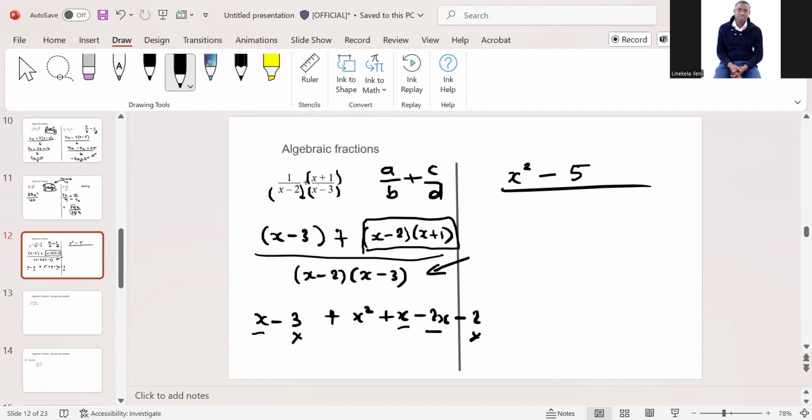Now I end up with something that looks like that. And then at the bottom, I've got this. At this point, I can't simplify this further. If 5 was a square number, then I would have used difference of squares and then possibly simplified further. But I can leave it just about there.